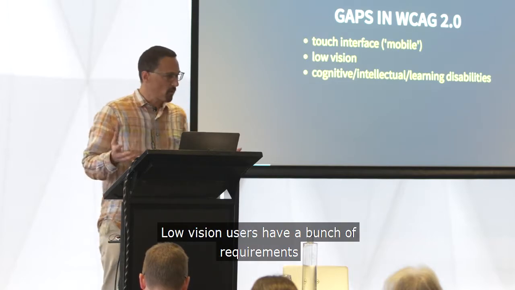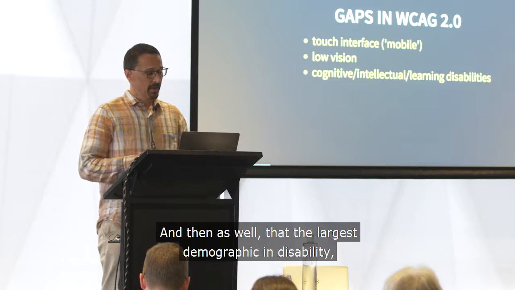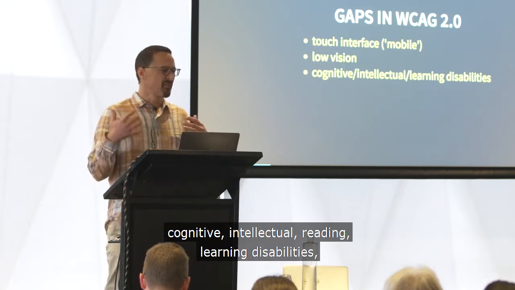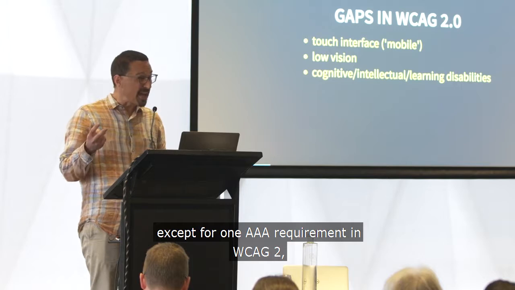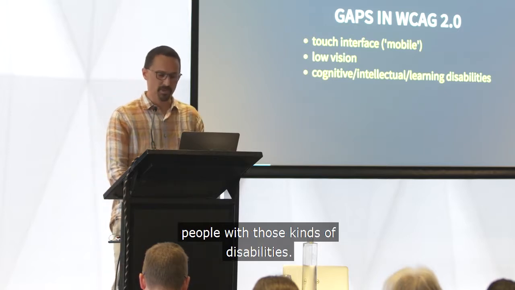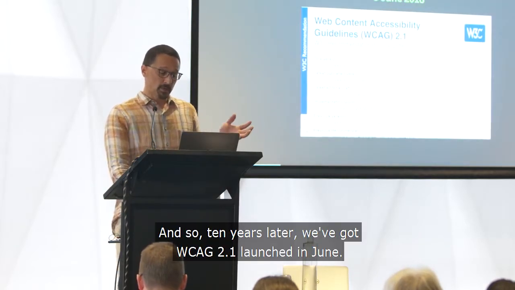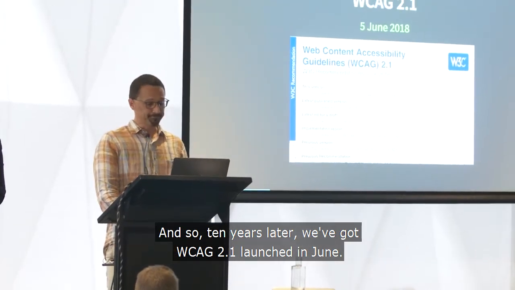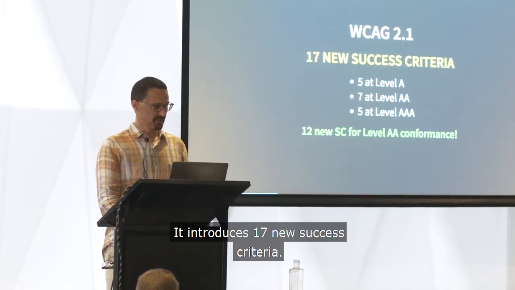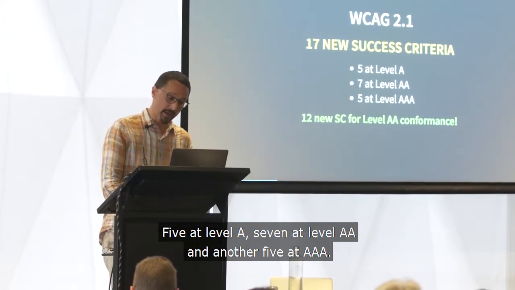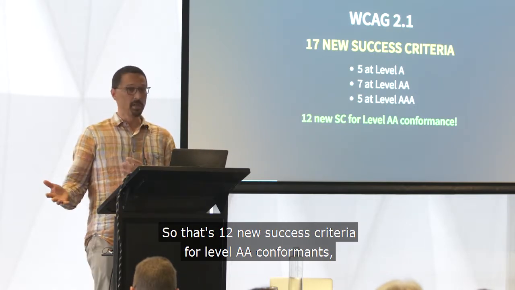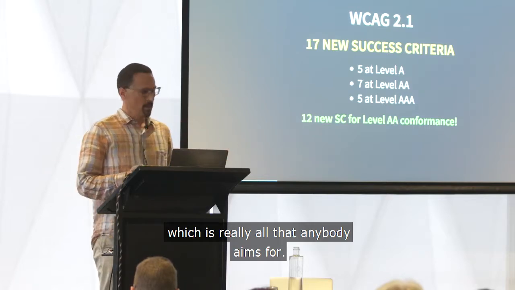Low vision users have a bunch of requirements that weren't very well captured in WCAG 2 or addressed. And then as well, the largest demographic in disability, cognitive, intellectual, reading, learning disabilities, very hard to tackle. Except for one AAA requirement in WCAG 2, there's really nothing in there to support directly people with those kinds of disabilities. And so, 10 years later, we've got WCAG 2.1, launched in June. It introduces 17 new success criteria, 5 at level A, 7 at level AA, and another 5 at level AAA. So that's 12 new success criteria for level AA conformance, which is really all that anybody aims for.